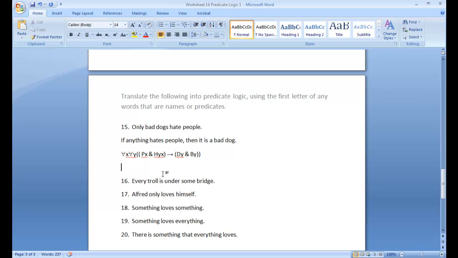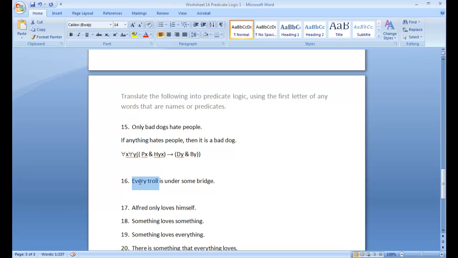Okay, so those are tricky. We'll get to those being kind of familiar within the next week, but let's see if we can go ahead and finish these off that are a little bit more complicated. So, every troll is under some bridge. Well, it looks like "every" is going to bring us within the realm of the universal quantifier, and it looks like "some," there is some bridge under which the troll is, sounds like that's going to be the existential quantifier.